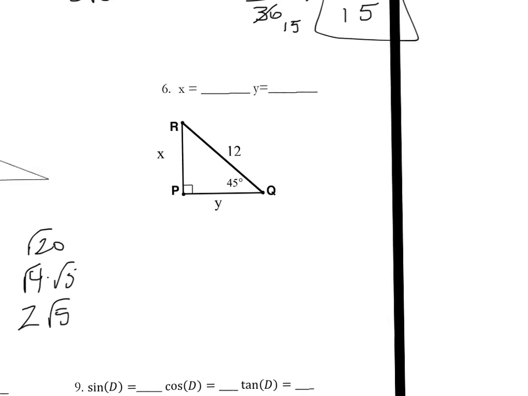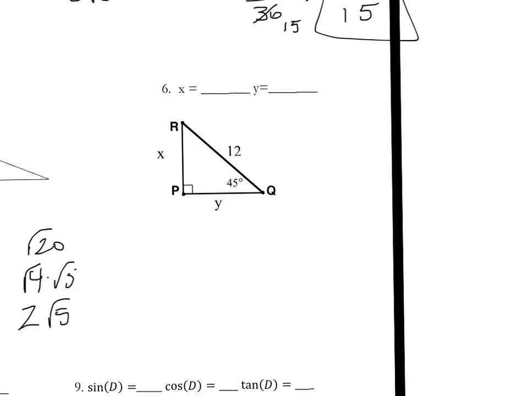Okay, question 6. If I look at this problem, you'll see that I'm given a 45-degree angle right here. That means I need to use my special right triangle, 45, 45, 90. So let's try this out. What I'm going to do is write the actual pattern of a 45, 45, 90.